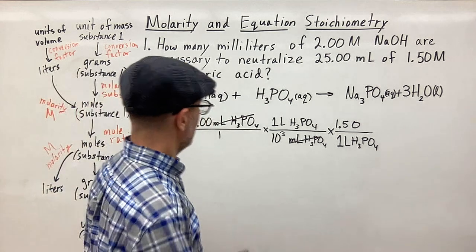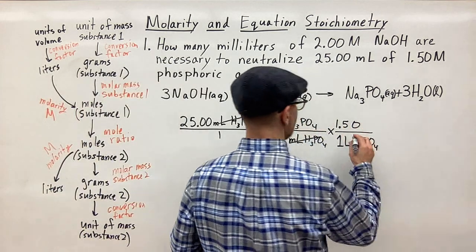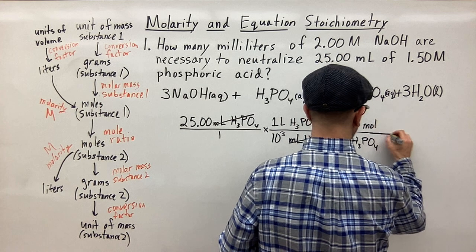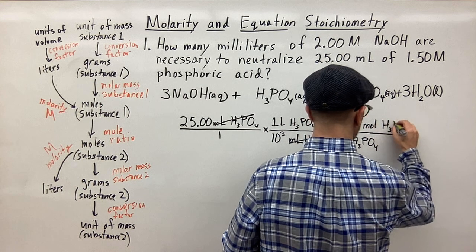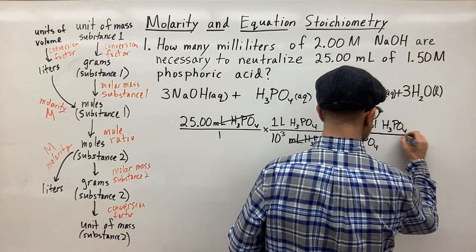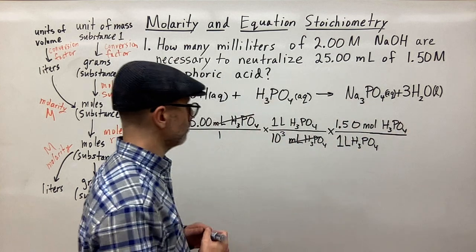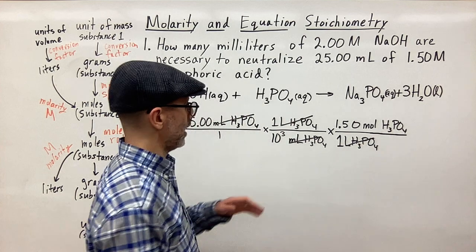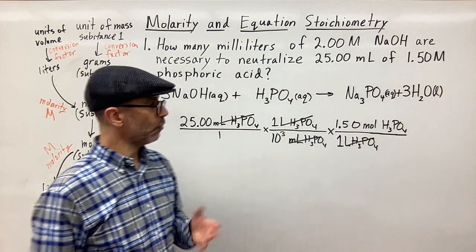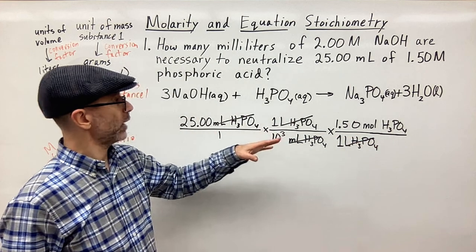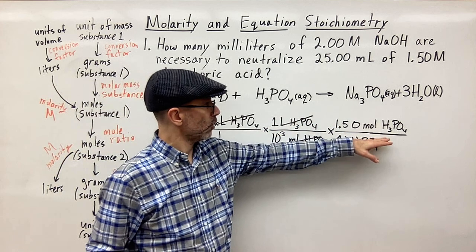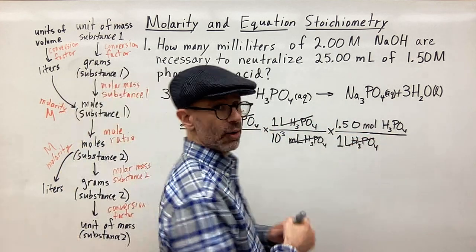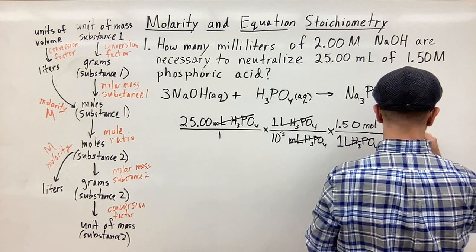Sorry about that. So I have 1.50 moles of the H3PO4 that is in the solution. So liters of the solution cancel out, and now I have moles of the H3PO4. Now I can use the mole ratio between the phosphoric acid and the sodium hydroxide, which is here, 3 to 1. So now I can use that mole ratio.